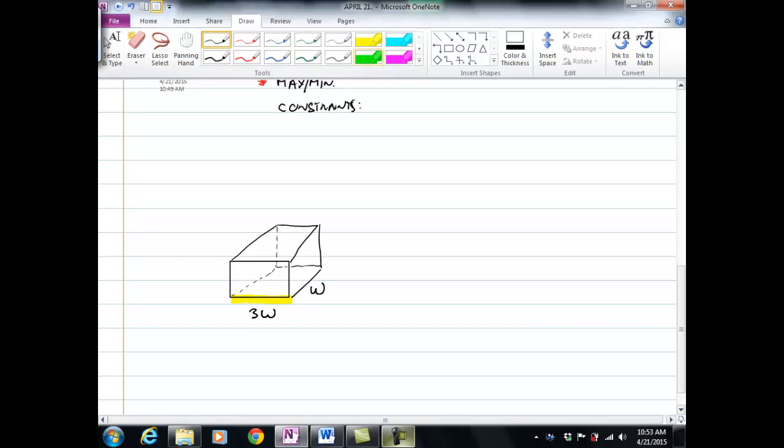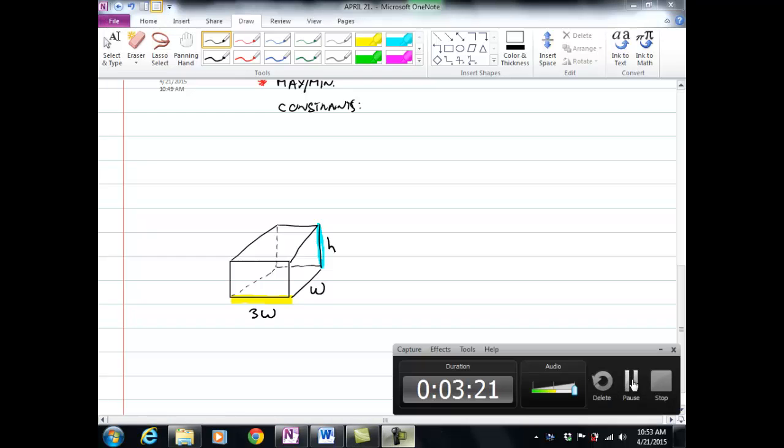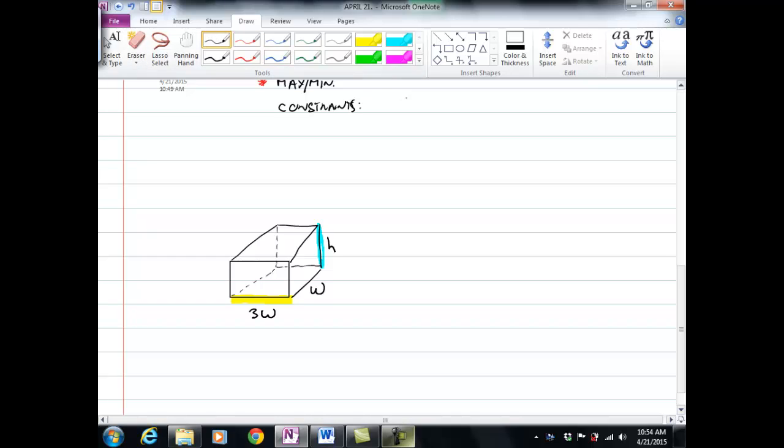And then, let me ask myself, what's this height? I don't know the height yet, because it says nothing about the height. So we'll call this H. That's your hint. Create your constraint based on the... Correct. Your constraint formula is going to be this: 3W times W times H equals 50, because that's the formula for volume of a box.